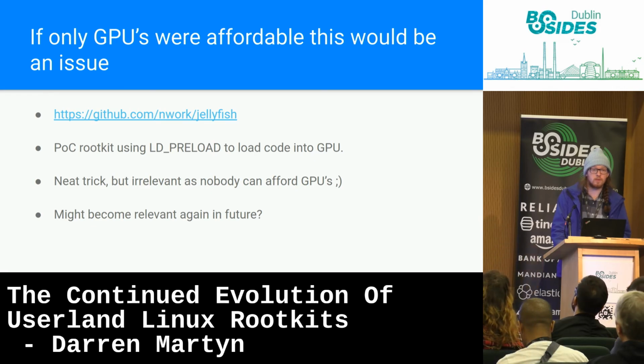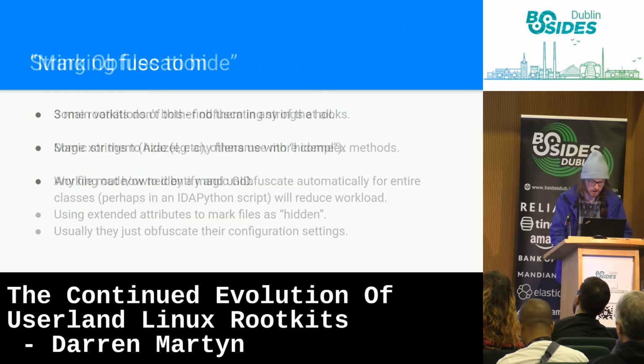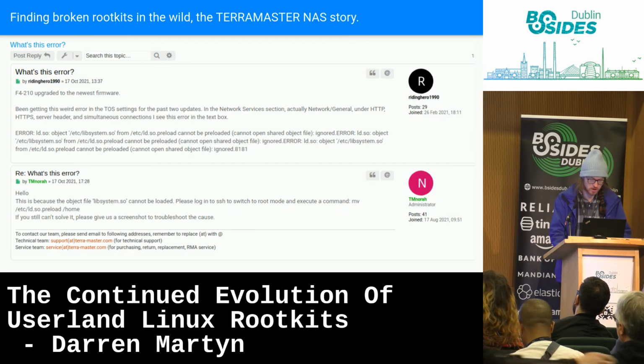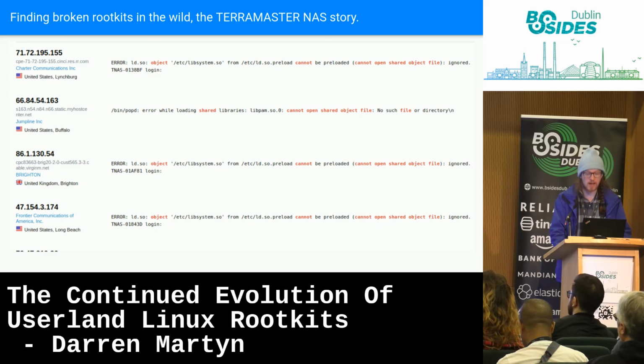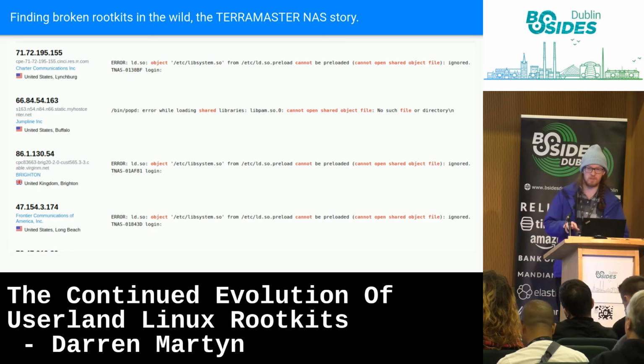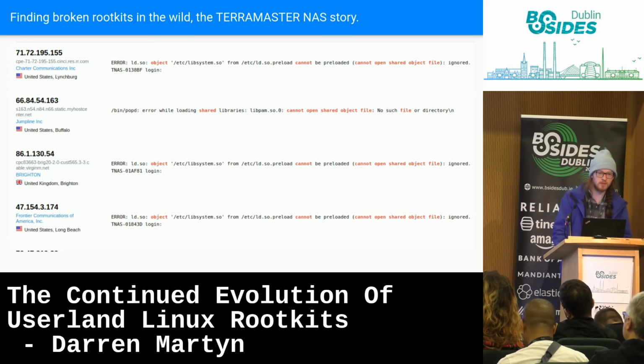For your Shodan search, what was the search string? What's the Google Doc to find the broken rootkits? Let's go back. It was just the error message: ld.so.preload cannot be preloaded, cannot open shared object file. You just stick that into Shodan and you'll find so many systems that could have been backdoored, but the rootkit didn't work because somebody was incompetent.